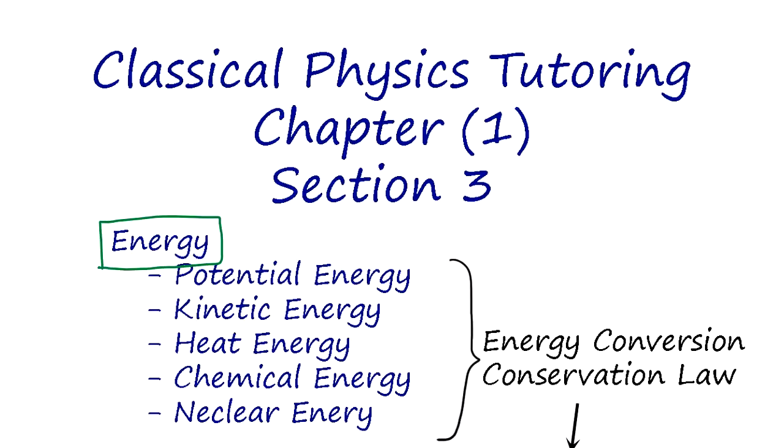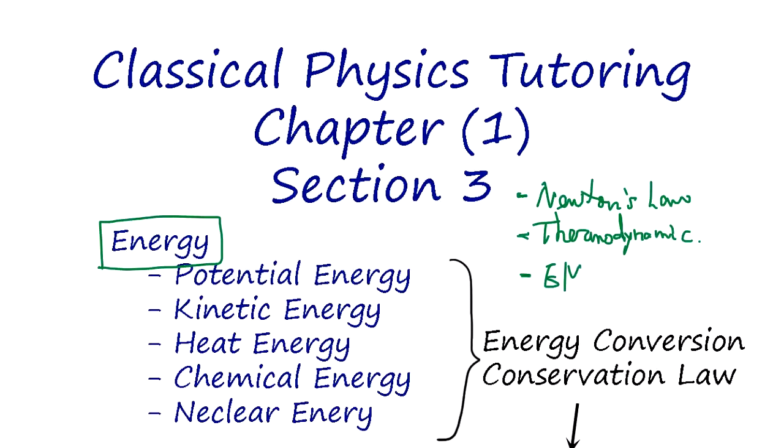And as I said, classical physics is made of three major components. One is Newton's law. Another one is thermodynamics. So this is an independent law. And the last one is electromagnetism, Maxwell's.